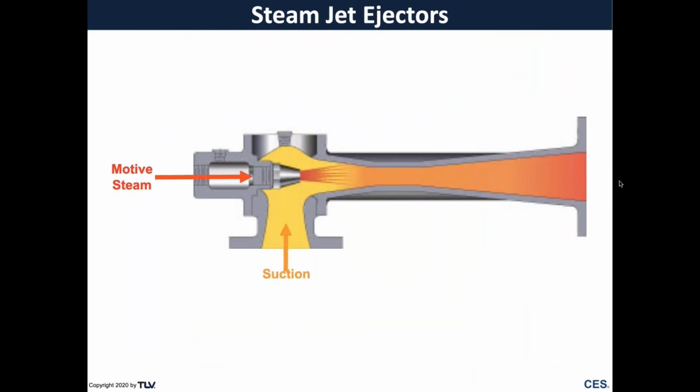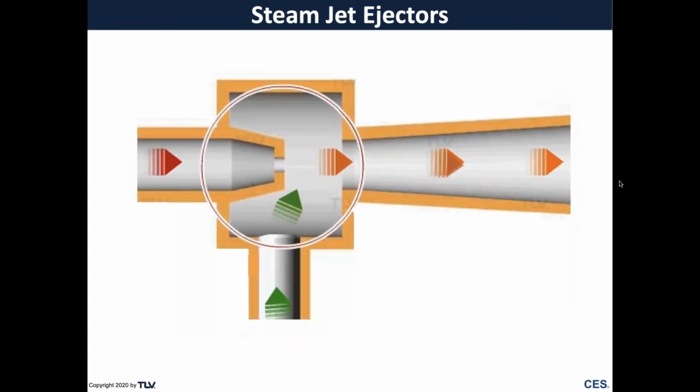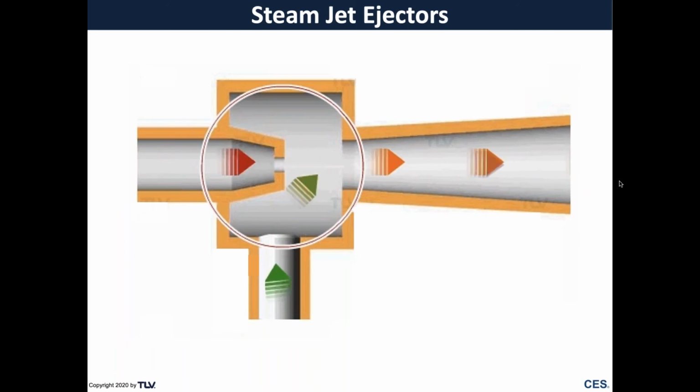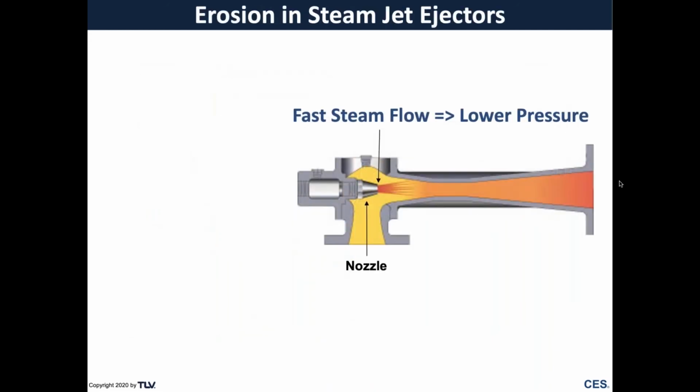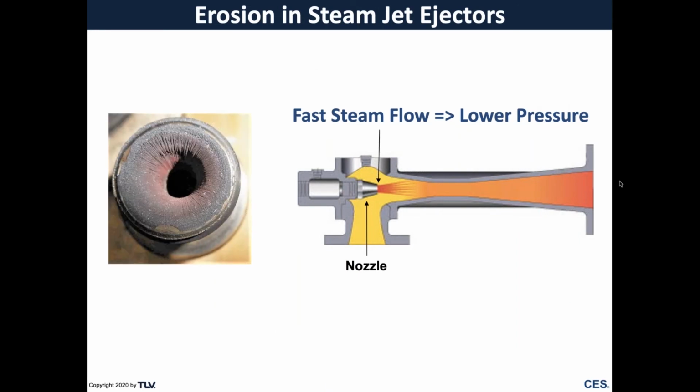The motive steam goes here, the suction side comes here, the blending comes out here, and the animation looks something like this. But all steam is not created equal, and we certainly want to make sure that our motive steam is the best quality possible to optimize those ejectors. So we're going to get fast steam flow to get lower pressure, and we don't want to change the nozzle diameter. But look at this on the side.